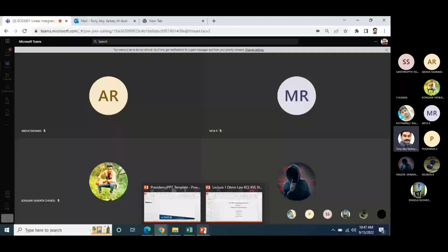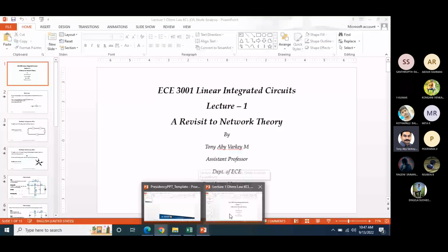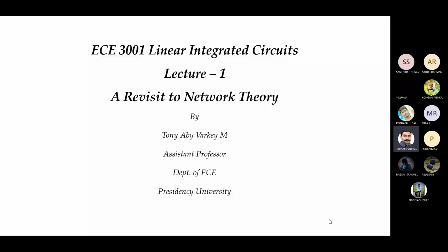Okay, so as I told, today we will be looking into some prerequisites of this particular course, ECE3001 Linear Integrated Circuits. So today we will be discussing Kirchhoff's laws, that is Kirchhoff's current law and Kirchhoff's voltage law, then one technique which is known as node analysis. So that is what I have planned for today.